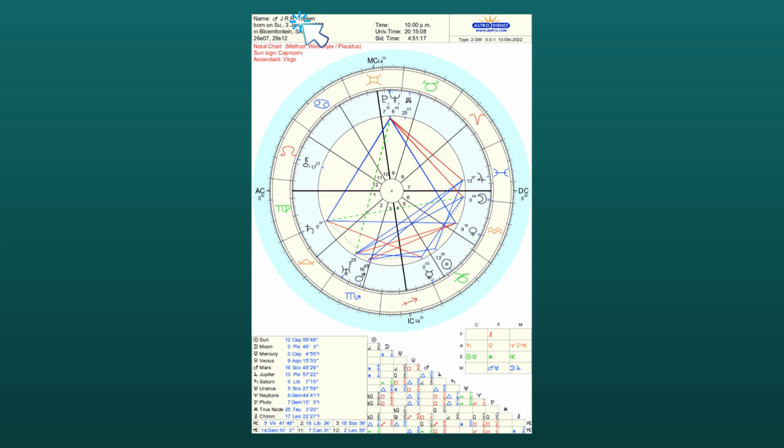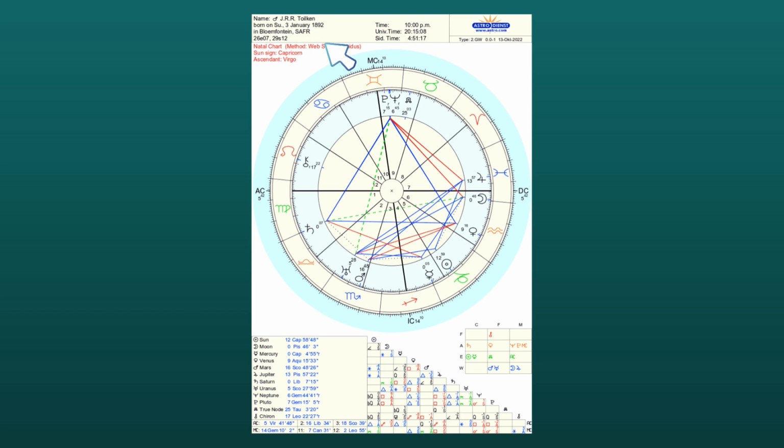Now, there are a lot of interworking parts to a natal chart, and like I said, it can be quite a lot to take in if you've never looked at a natal chart before, and it can be even more daunting to try and read a natal chart if you've never looked at a natal chart before.